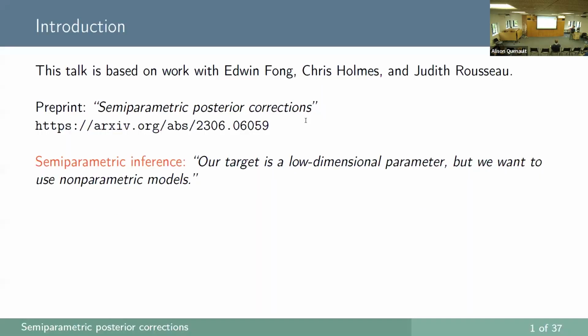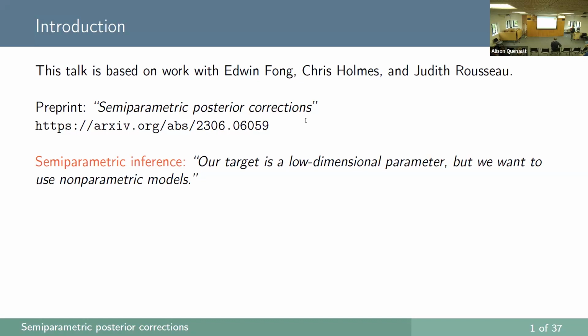Okay. I want to talk about some work I've been doing with Edwin, Chris, and Judith. All three of them I met in Oxford. And the topic of our project is something called semiparametric inference. And this is something that came about because we're thinking very deeply about causal inference. And so that was a kind of primary motivation for the kind of theory we're going to do today.